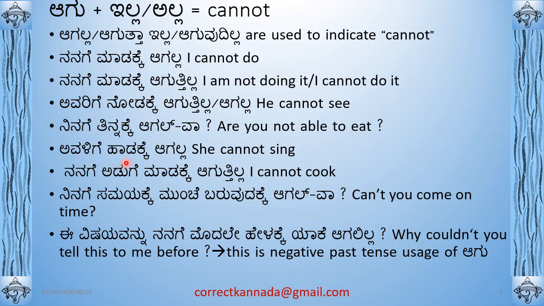Avalige haadakke aagalla. She cannot sing, or she is not able to sing. So you will use aagalla. Nanage aduge maadakke aagtilla. I cannot cook. I'm not able to cook. I'm not skilled to cook. All this you can use aagtilla.